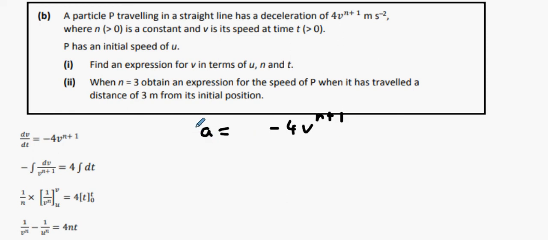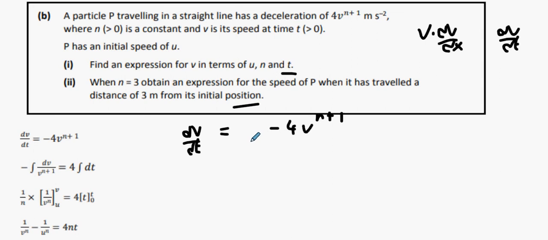The choice is what to do with a. Do we use v dv/dx or dv/dt? So you have a choice between v dv/dx and dv/dt. Well, the answer says in terms of t, so that answers that for us. We're going to use dv/dt. Okay, we're going to cross multiply. I'll probably end up doing this slightly differently. So I'm going to do minus 4 dt on the right hand side.